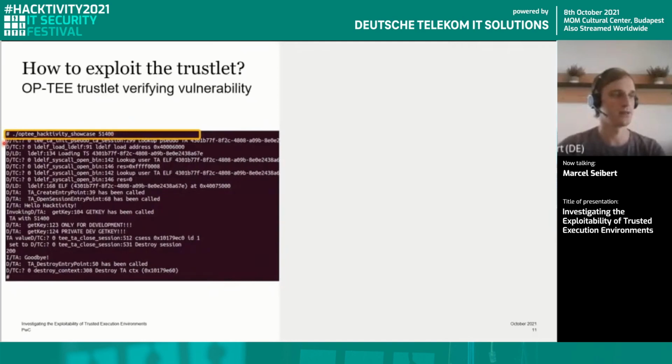Here we can see it is loading this trustlet. It's also getting to this create entry point, and that's where the interesting stuff begins, because we can see the first print from the trustlet. It says hello Hacktivity. Then it invokes some things, get key has been called, and then we end up in this private developer key branch. Okay, so the last thing we want to know is why it is like this and why we are getting to our 200 branch.